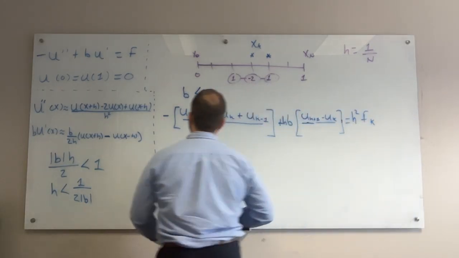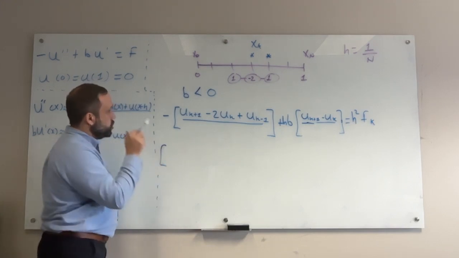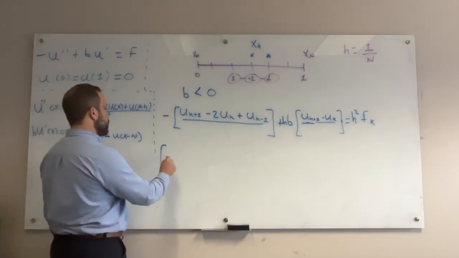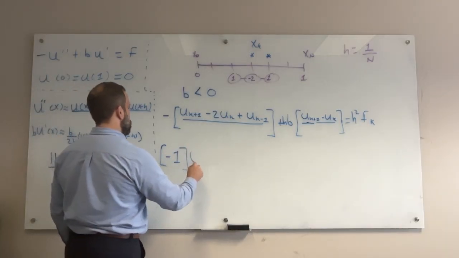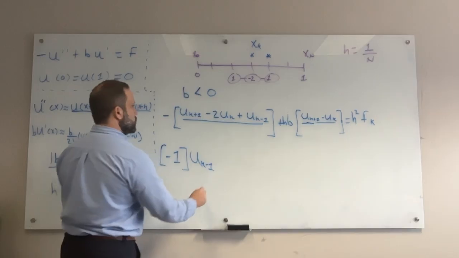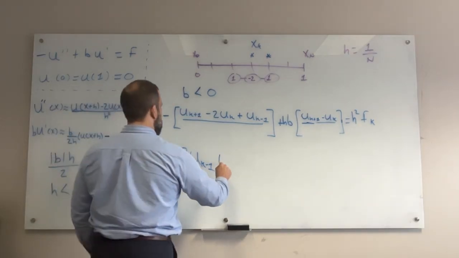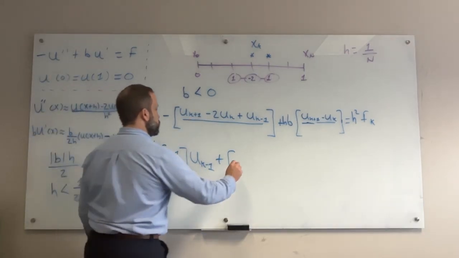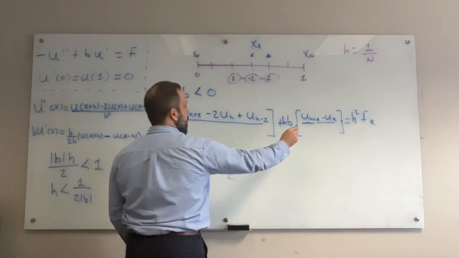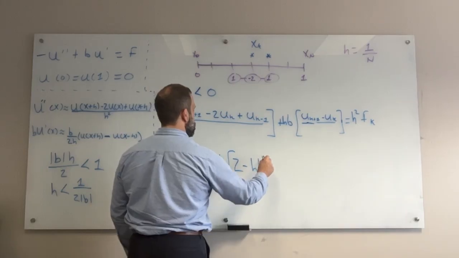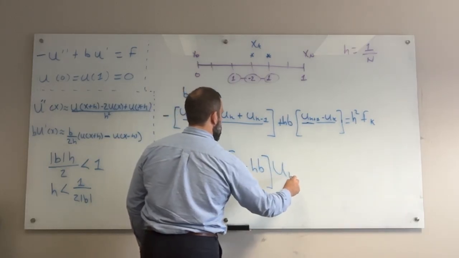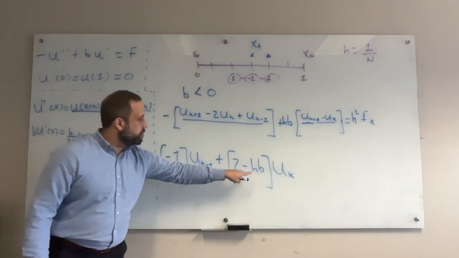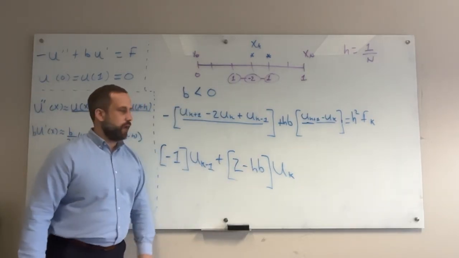Okay, so how is this going to look now? What is going to be the coefficient on uk minus 1? Well, it's just going to be this right here. That's the only coefficient on uk minus 1. So we're going to have minus 1 times uk minus 1. Now what about the coefficient on uk? Well, we're going to have our minus 2, that's 2. And then over here, we're going to have minus h times b. Okay, don't let the negative fool you or scare you. b is less than 0, so this is 2 plus that absolute value that's happening.